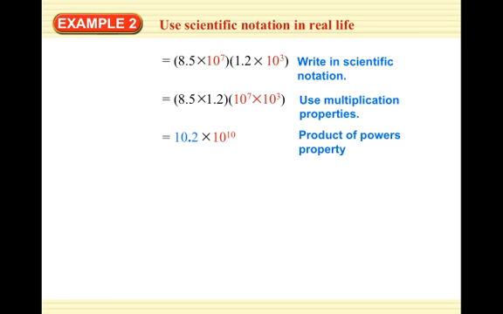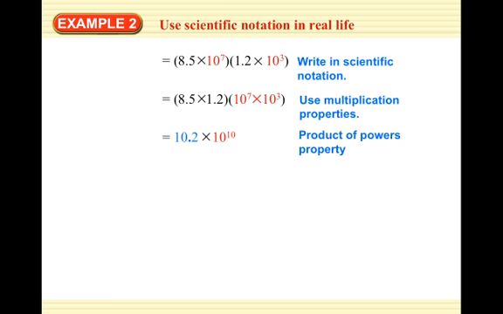And we're just using our product of powers property, where if you have the same base, and you're multiplying, you add the exponents. So now we just have one more thing we need to do. Remember, for it to be in scientific notation, that first number, that c value, has to be between 1 and 10, not including 10.